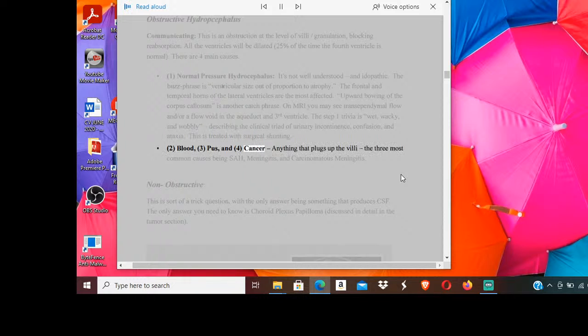2. Blood, 3. Pus, and 4. Cancer, anything that plugs up the villi, the 3 most common causes being SAH, meningitis, and carcinomatous meningitis. Non-obstructive: this is sort of a trick question, with the only answer being something that produces CSF. The only answer you need to know is choroid plexus papilloma, discussed in detail in the tumor section.